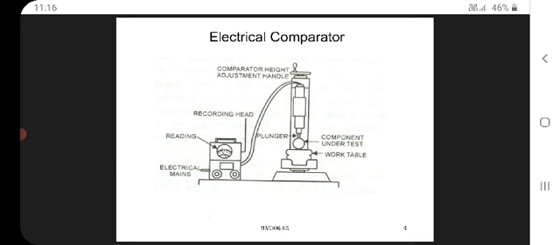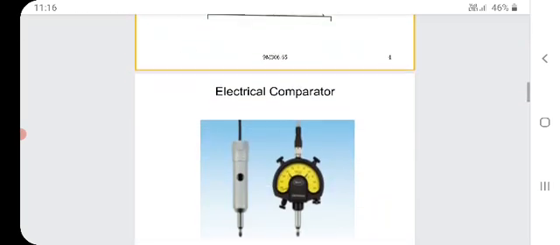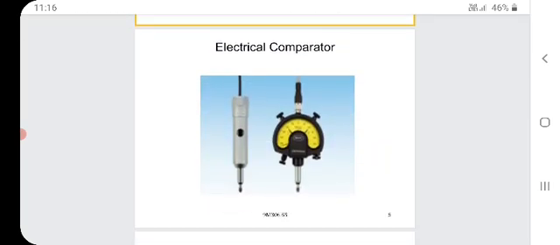I am coming on my right side. Component under test, work table, electrical mains, reading and recording head, comparator head adjustment handle, and in between you are seeing the flange. This is the figure for an electrical comparator.